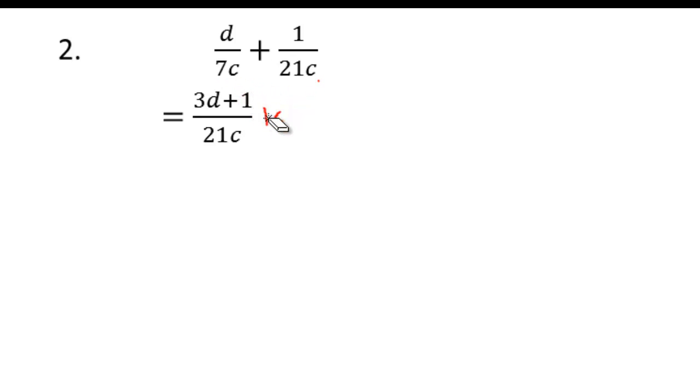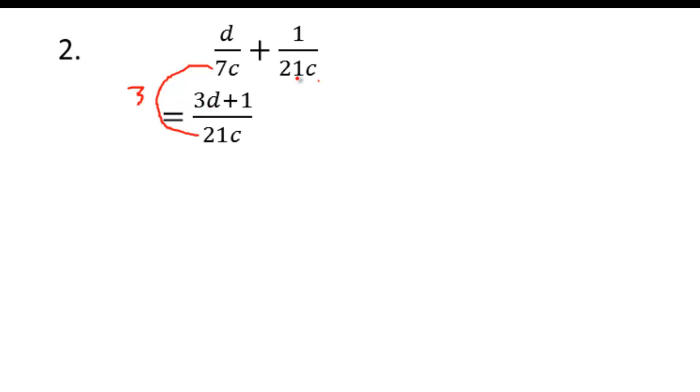Yeah, so now this is 21c. 21c, which is the LCM, is what we've written now. How many 7c in 21c? How many 7c in 21c is 3? Are you getting me? It's 3, because 7 goes in 21 three times, and c cancels c, which is 1. So 3. Now 3 times d is going to be 3d.